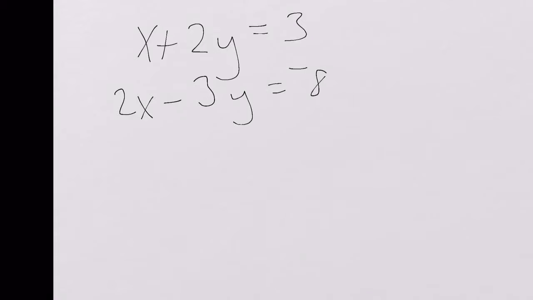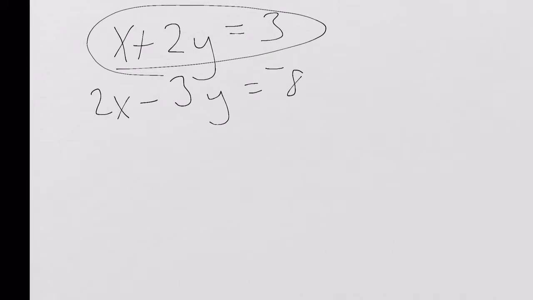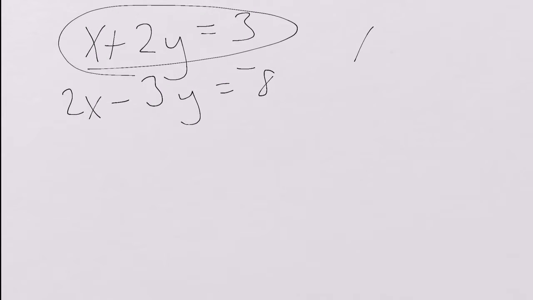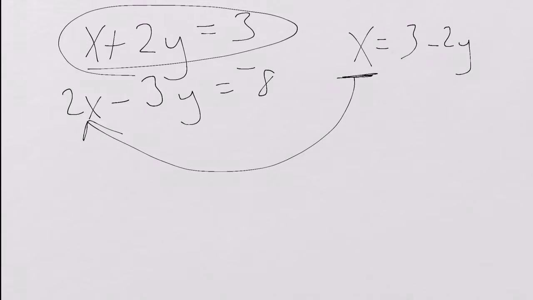Alright, so in this one, if we're solving it by substitution, what we could do is, this would be an easier one to solve for a variable. Let's just solve that for x. So x equals 3 minus 2y. With the substitution, I'm going to take this newly solved expression and plug it in for that x.